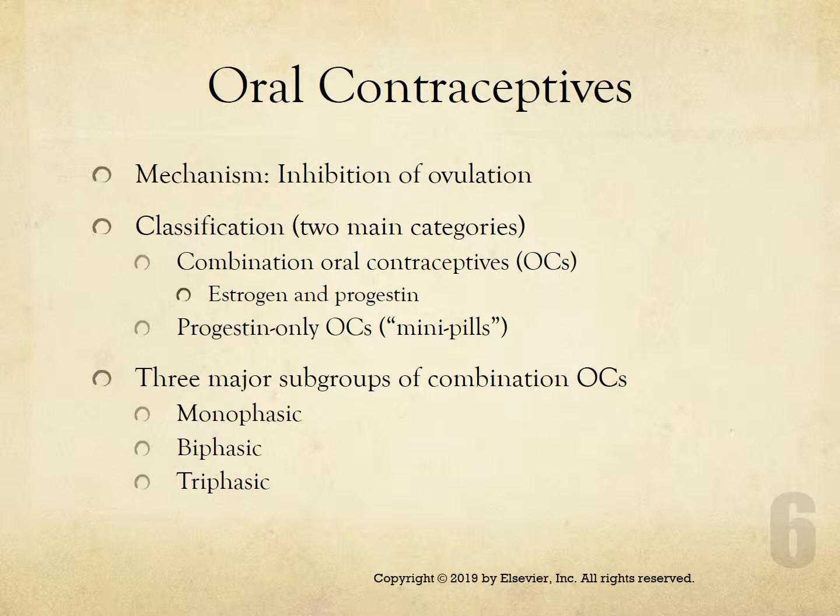First, we'll discuss oral contraceptives. They work by inhibiting ovulation, and there are two main categories. You have the combination oral pills, and you have the progestin-only pills. With the combination pills, there are three subgroups, and those are the monophasic, biphasic, and triphasic. And usually what's meant by that is they have different amounts of hormone, where the triphasic would mimic more of the true hormone levels present naturally in the body.